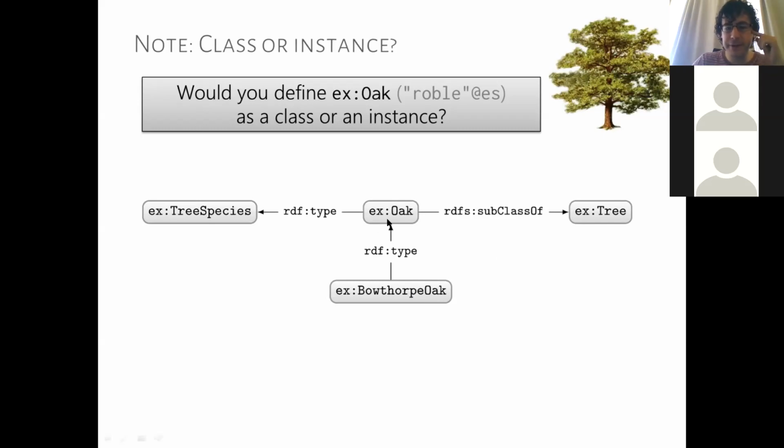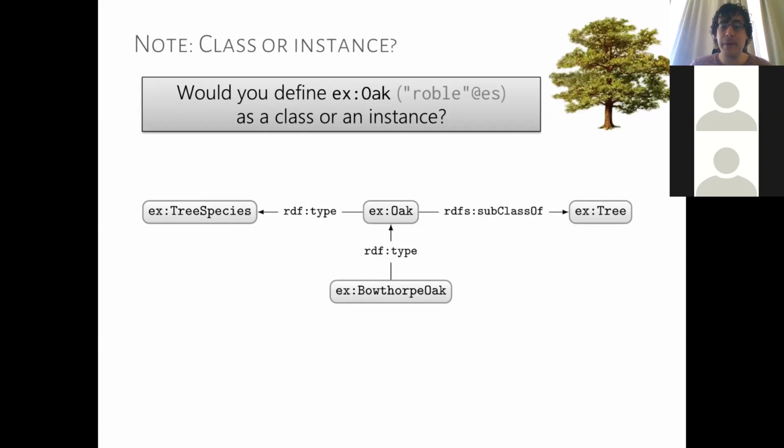Whereas if we were to define, for example, that an oak was a subclass of tree species, then we would infer that Bowthorpe oak is an instance of tree species, right? Which we don't infer here because A type B, B type C, we're not going to infer A type C, right? But A type B, B subclass C, we will infer A type C. So by defining this oak to be a type of tree species, it makes more sense because we're not going to infer then that the Bowthorpe oak is an instance of tree species.